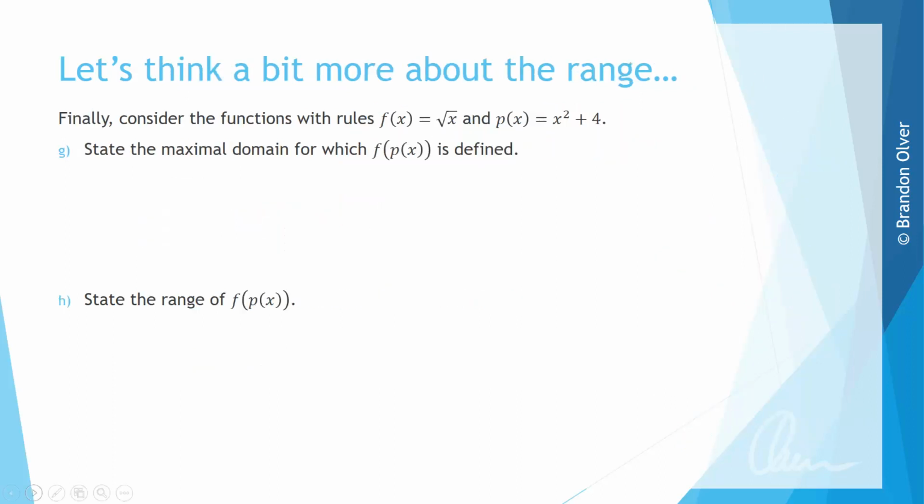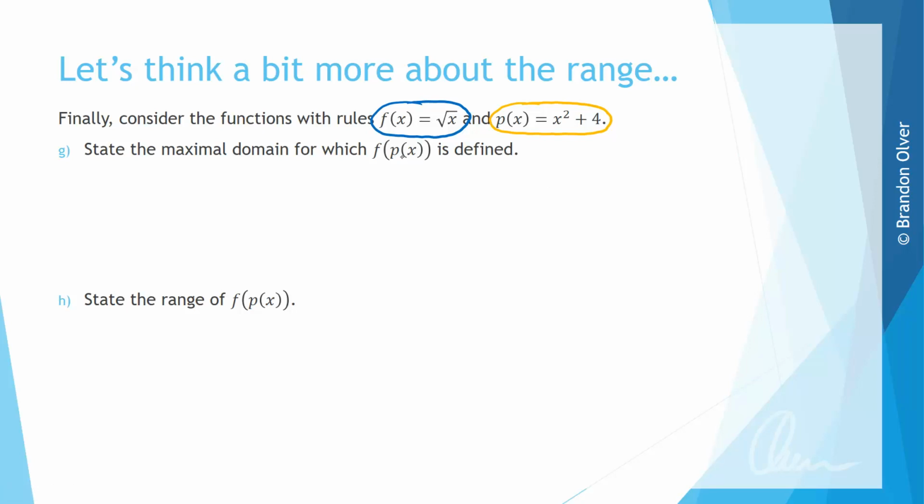And now for this slide, we're going to think a little bit more about the range of a composite function. So finally, we're going to consider the functions with the rule f of x equals the square root of x, which hasn't changed yet, and we're going to do that in blue again. And now we're going to have p of x, which is equal to x squared plus 4, and I'm going to do that in orange.